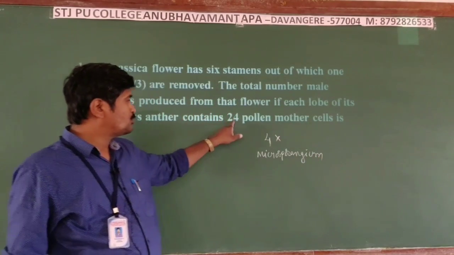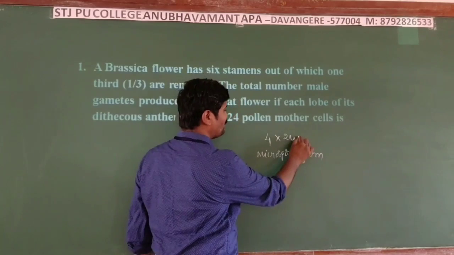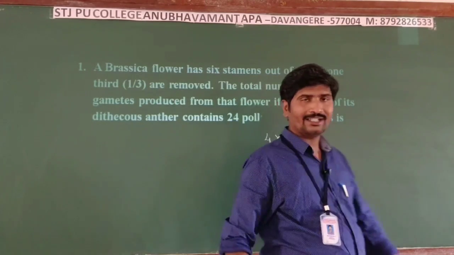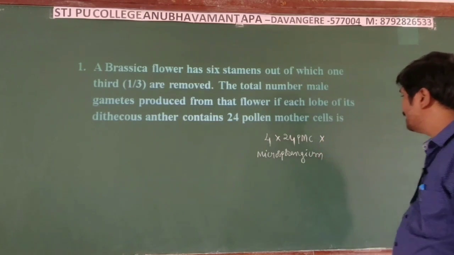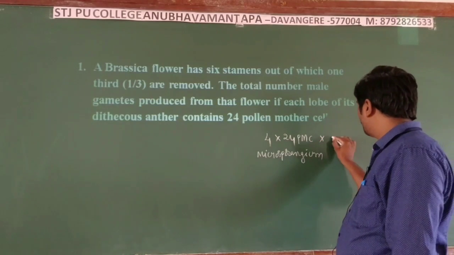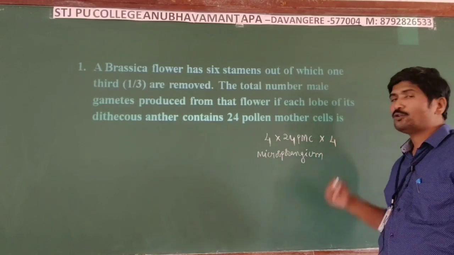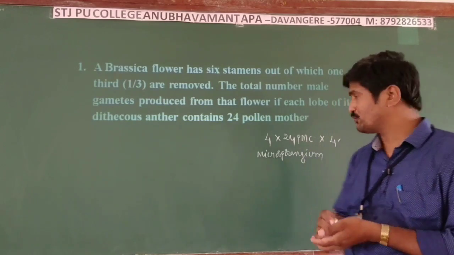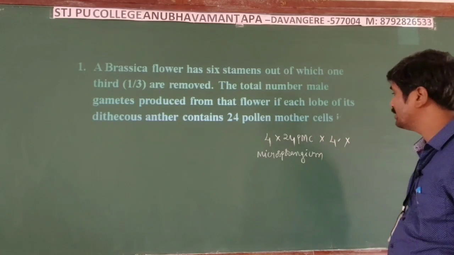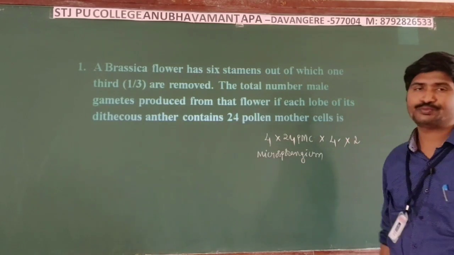Okay, 24 pollen mother cells, PMC. Okay, 4 into 24 pollen mother cells. See, from each pollen mother cell, how many pollen grains are formed? 4. Each pollen mother cell undergoes meiotic cell division to produce 4 pollen grains or 4 microspores. 4 into, see, each pollen grain contains how many male gametes? 2 male gametes.